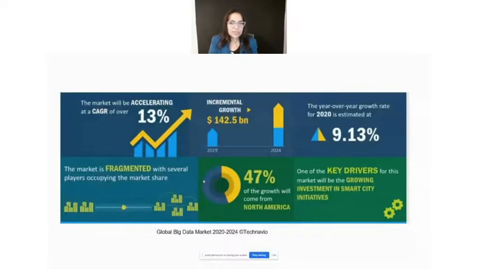Now, this is a recent report from Technavio where they've talked about the growth of big data from 2019 or 2020 to 2024. It's about $142.5 billion. So the data market is huge, and 10% growth for 2020, and you're expecting that to grow every year as well. There are a lot of players in this particular market, and the majority of the growth has come in from North America. But I think globally, the other countries are not far behind. You're seeing a huge data explosion coming in from the Middle East, Europe, Asia, all around the world.